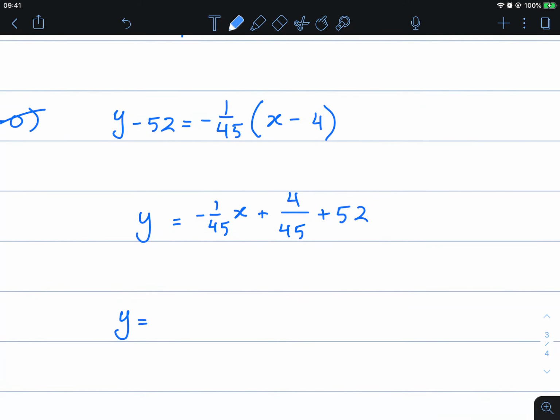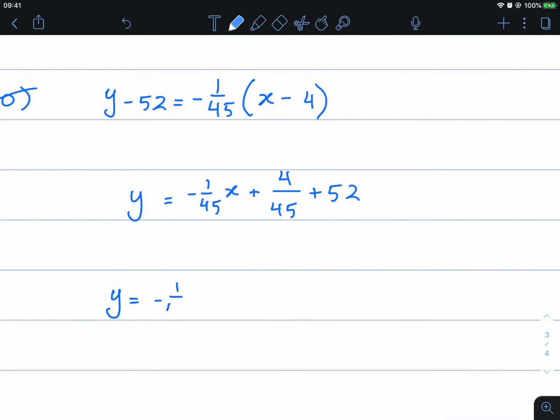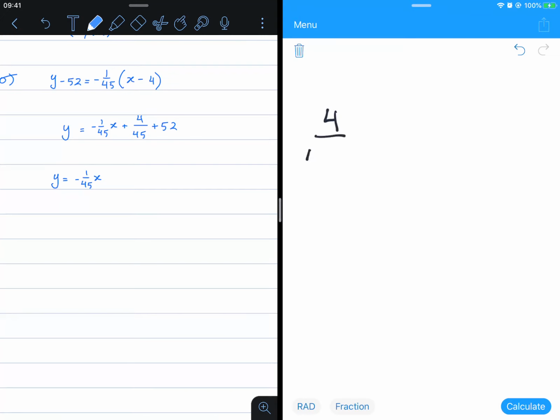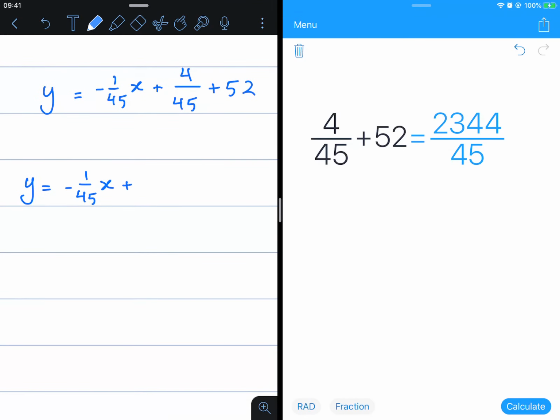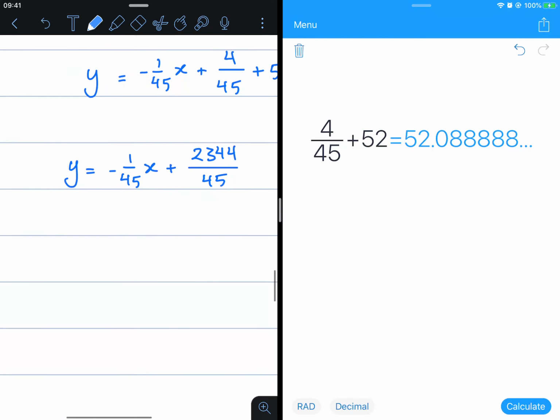So the equation of the normal is -1 on 45x plus... Evaluating this into our calculators, 4 on 45 plus 52. I'm just going to leave it as is there. So 2, 3, 4, 4 on 45. But as a decimal, -1 on 45 x plus 52.09.